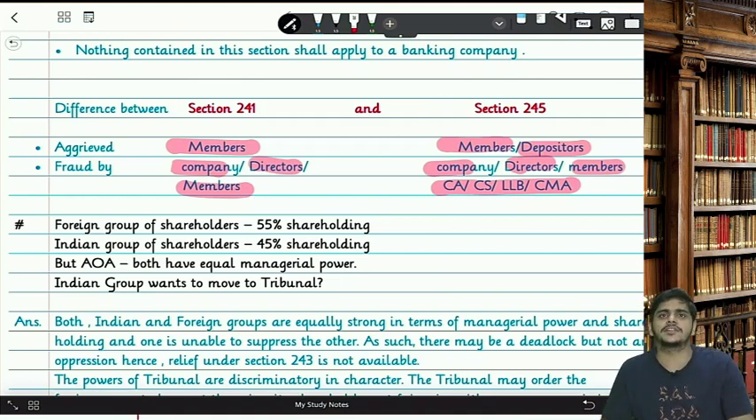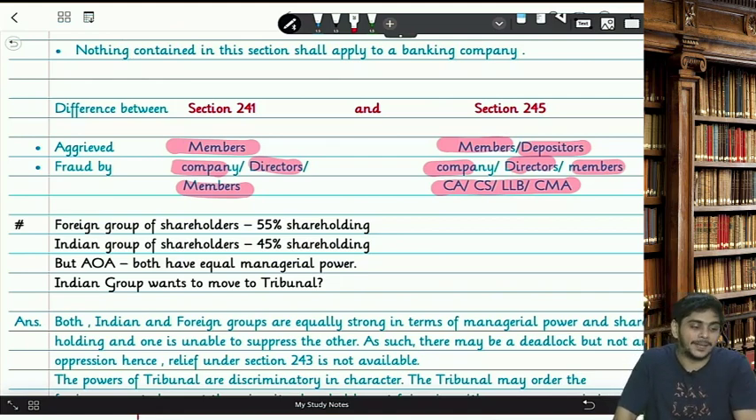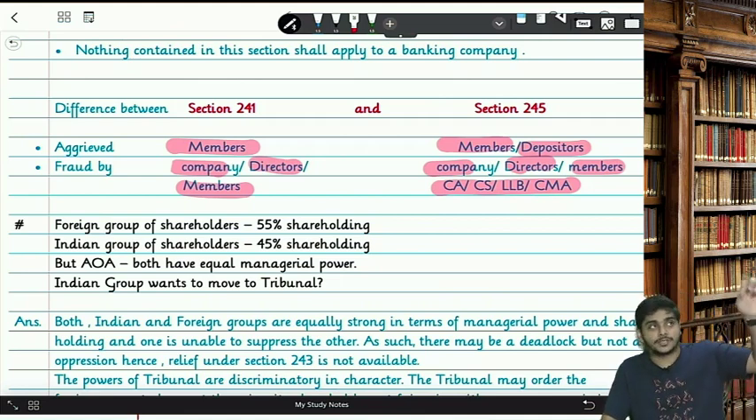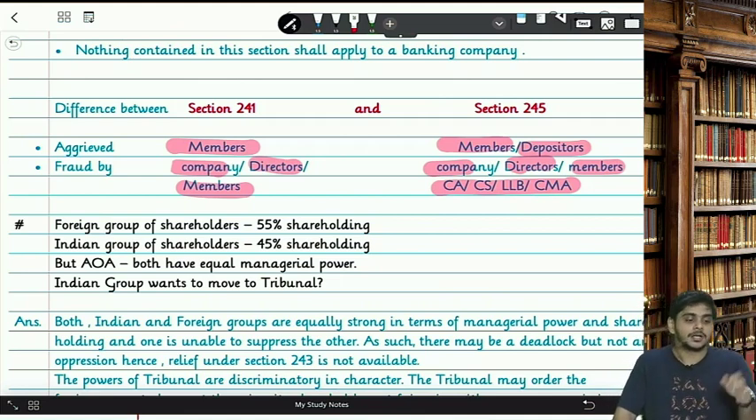A cost accountant, you have given something wrong in the cost audit report. An LLB, an expert, you have given a wrong statement. And there are members or depositors who have suffered because of you. They have a right to take action against you. This is a basic difference in 241 and 245. There, only members are covered; here, members and depositors are covered. There the wrong action has to be done by the company, directors, members. Here company, director, members, CA, CMA, LLB, any person can be taken. Understood? This is the basic difference in 241 and 245.